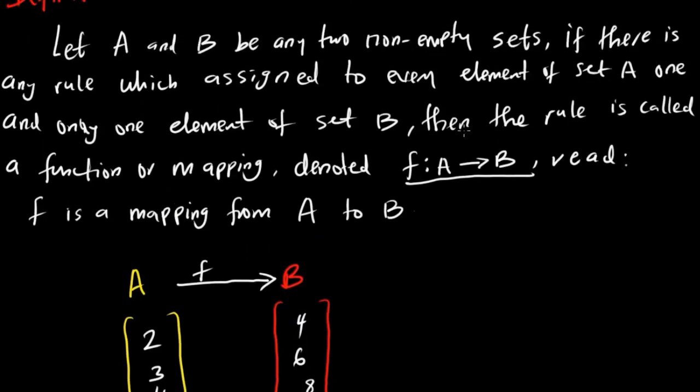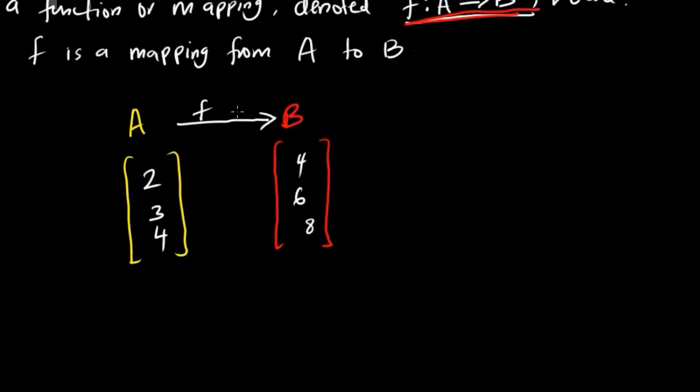We check back from the definition, then the rule is called a function or a mapping, which is read as this. If you look at this particular set, you have this as set A and this as set B. If you study this very well, we are going to see that B is simply 2 multiplied by A. If you multiply each element of set A by 2, we are going to have this. If I multiply 3 by 2, I'm going to have 6, and if I multiply 4 by 2, I'm going to have 8. So we have a function which assigns to an element from set A another element in set B, by simply multiplying set A by 2.